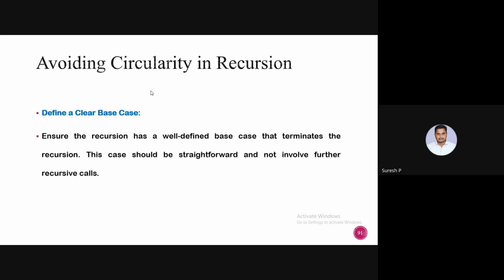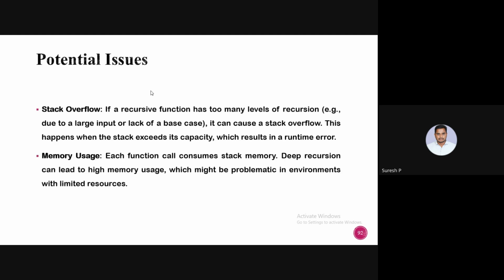Here, how to avoid circularity in recursion is very, very important. By defining a clear base case, we can avoid circularity in recursion. We must ensure that the recursion has a well-defined base case that terminates the recursion. This case should be straightforward and not involve a further recursive call. Only then can circularity in recursion be avoided. If you do not define a clear base case, it leads to indefinite execution and a stack overflow error.